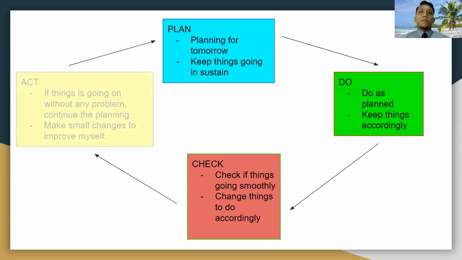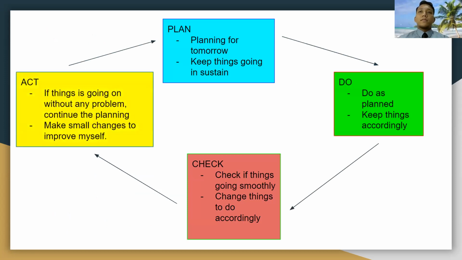Okay, next is what from the previous slide I put into a box, so you can see how things are going on. In the blue box up here, plan is planning for tomorrow, keeping things going and sustained, and it goes to do as planned, keep things accordingly, and check if things are going smoothly.